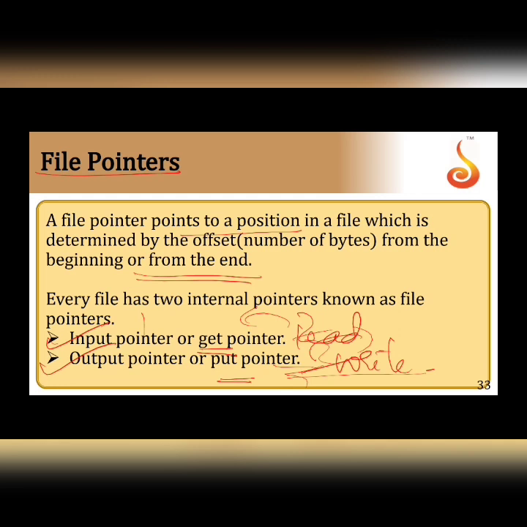You need to write, that is pointed by the put pointer. So when you open a file in a read mode, what will be the mode here? ios::in, right? When you open a file in this, the get pointer is positioned at the beginning of the file. By default, yes, it is positioned at the beginning of the file.